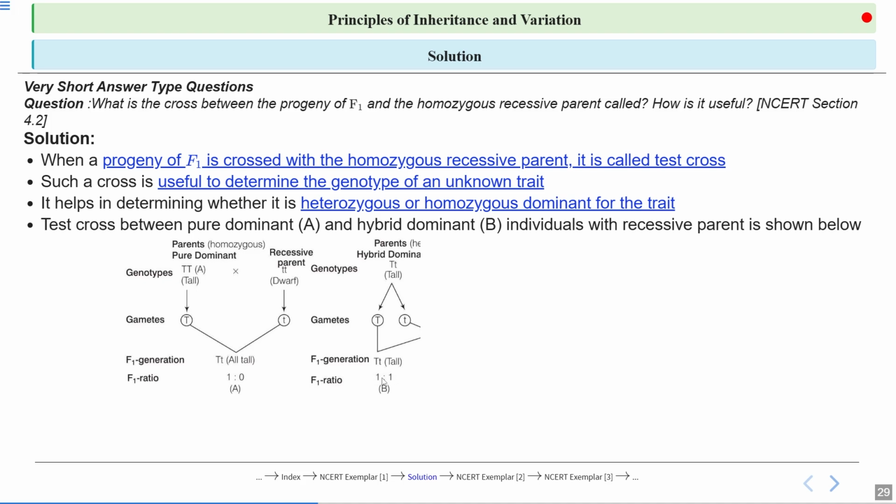But if you are getting a 1:1 ratio in the F1 generation, you can say that the genotype of the dominant parent is capital T small t. So there are two cases. In one case, you cross capital T capital T with small t small t. In another case, you cross capital T small t with small t small t. If you're getting all the dominant phenotype, then the genotype is capital T capital T. If you're getting a 1:1 ratio, meaning half tall and half short, half dominant trait and 50% recessive trait, then the genotype is capital T small t.